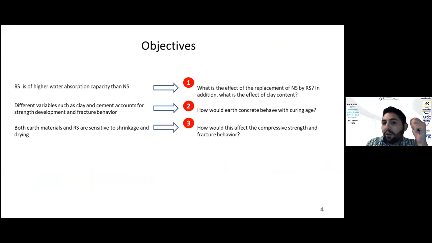What would be the effect of replacement of natural sand by recycled sand? In addition, what's the effect of clay content? Different variables such as clay and cement account for strength development and fracture behavior. How would earth concrete behave with curing age? Both earth materials and recycled sand are sensitive to shrinkage and drying. How would this affect the compressive strength and fracture behavior of earth concrete?